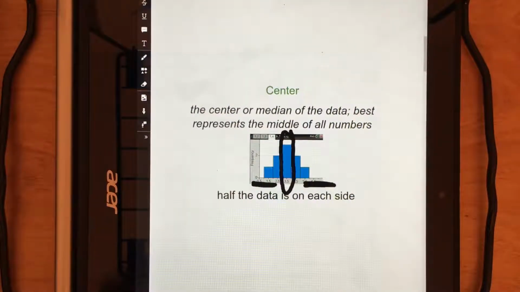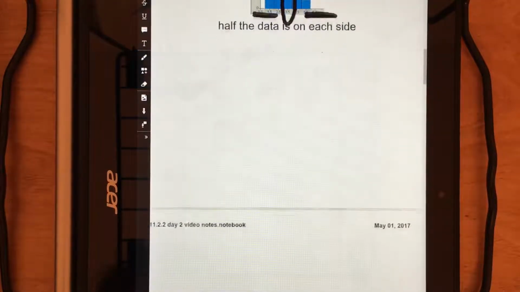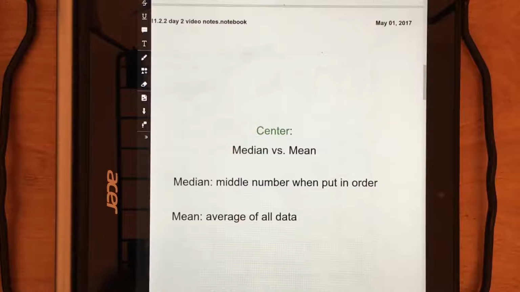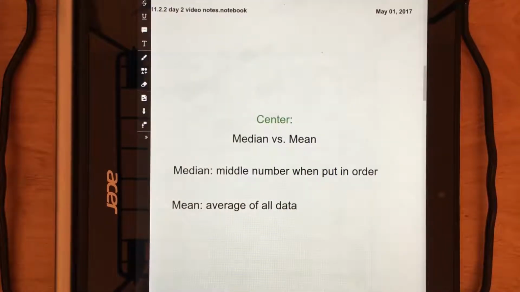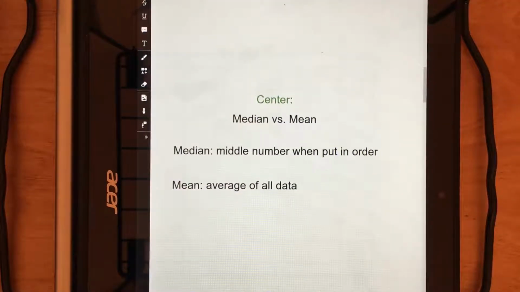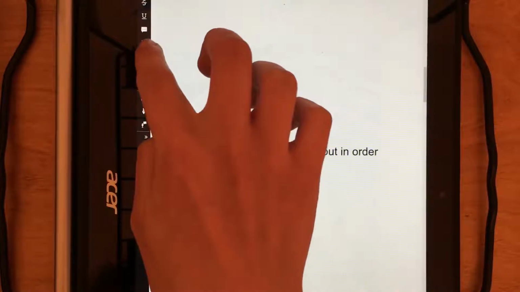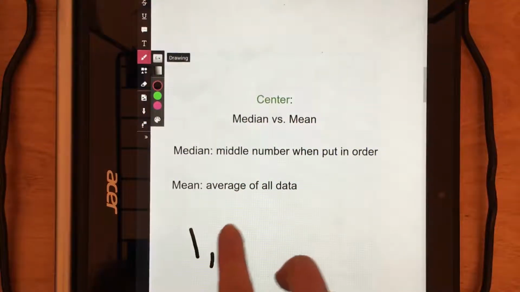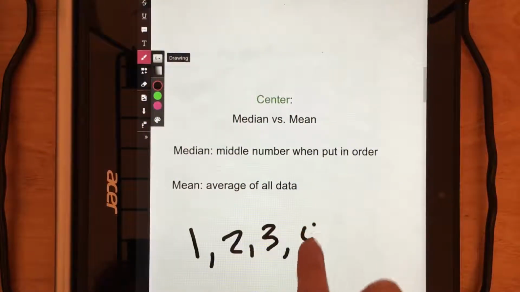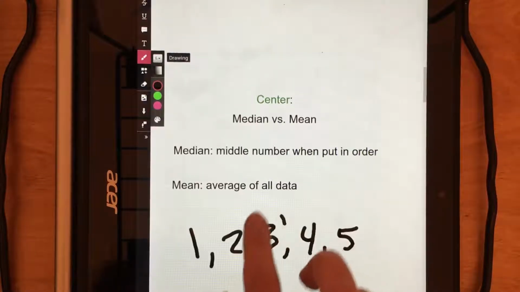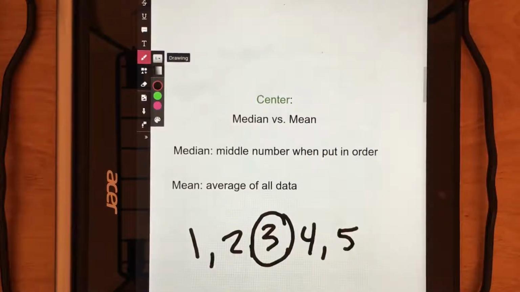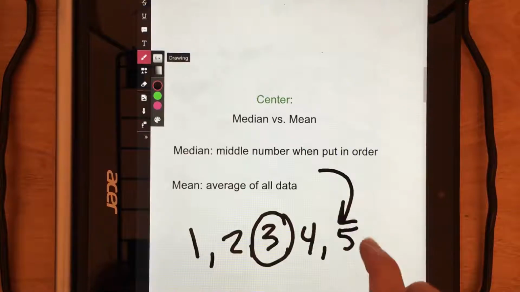Sometimes it's not as easy to see as this one being the center column there. So center can be a couple of different things. Center can either be the median, which in the previous example it was. The median is when we list out all the numbers and put them in order. So for example, let's say 1, 2, 3, 4, 5. Our center was 3. So that was pretty easy, and that was the median part, okay?